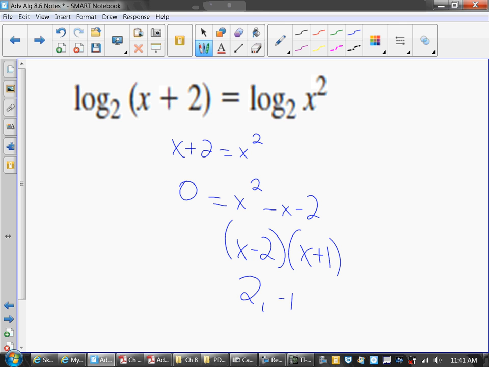So just double check. 2 plus 2 is 4. 2 squared is 4. Negative 1 and 2 is 1. Negative 1 squared is 1. So this does work out. Okay. You always want to just quickly double check, make sure you don't have one of those extraneous solutions. Don't freak out, guys. This does happen. Okay, this will happen. All right.